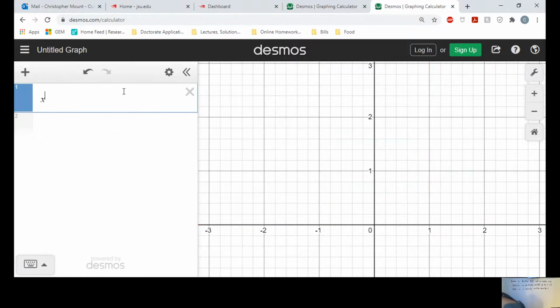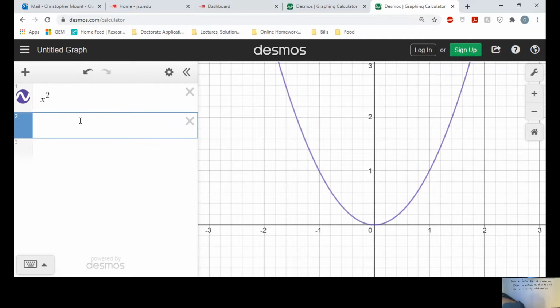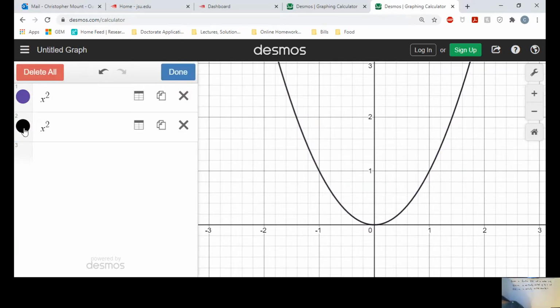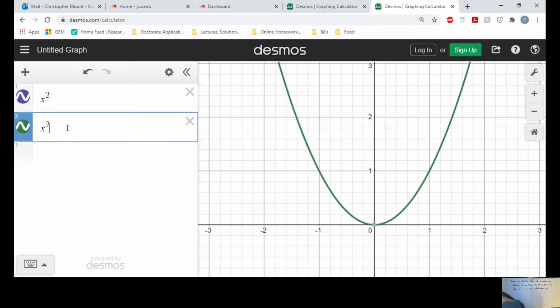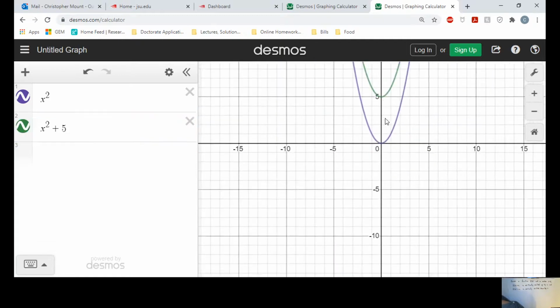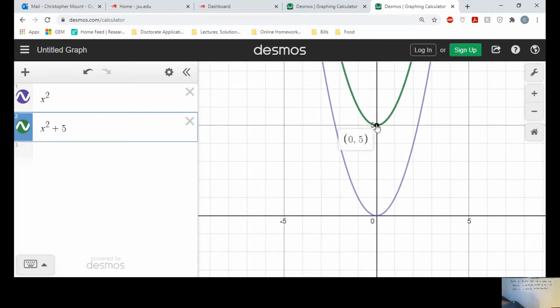So let's start with a base function of x squared. Now I'm just going to start adding and subtracting stuff to it. So here's x squared, and then I'll change the color. Let's make it green, green will stand out more. Okay, and let's say plus 5. Where is it? Well, it's up at 5. There it is, at 5. The origin of it is now at 0, 5. That y value has increased by 5.